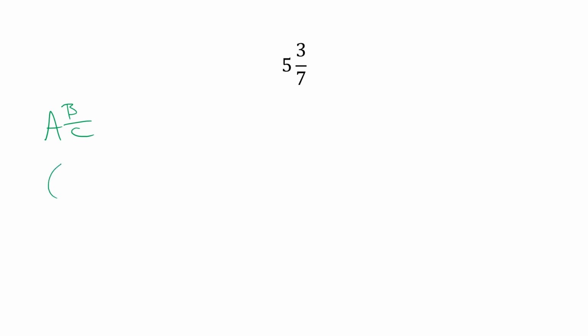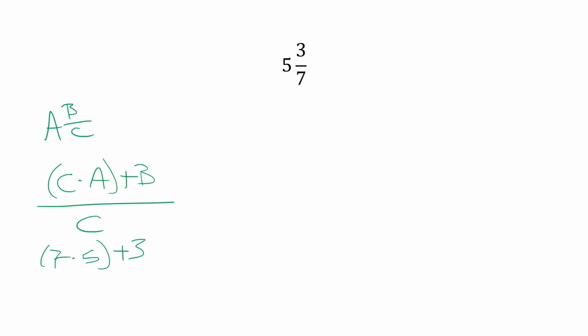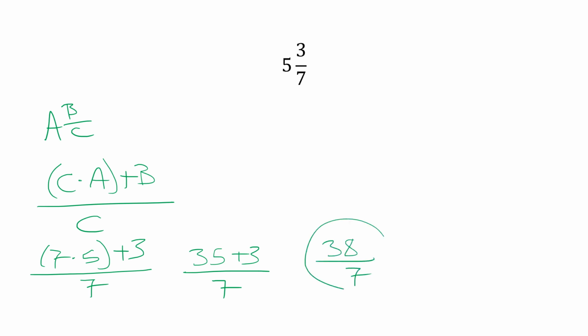My class called this the CAB-C method. We do C times A, denominator times whole number, plus B, plus your numerator, all over C. So our denominator is 7. 7 times 5 plus the numerator 3, all over 7. 7 times 5 is 35, plus 3 over 7. 35 plus 3 is 38 over 7.